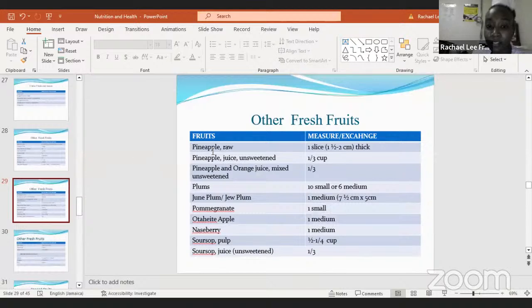All right, so here we continue. We have our raw pineapple. You have your pineapple juice and they're telling you 1/3 cup. For the pineapple, it says 1 slice and it tells you 1.5 to 2 centimeters thick. So for all of us who sit down and have 3, 4, 5 pineapples per day or 2 pineapples or 1 pineapple.